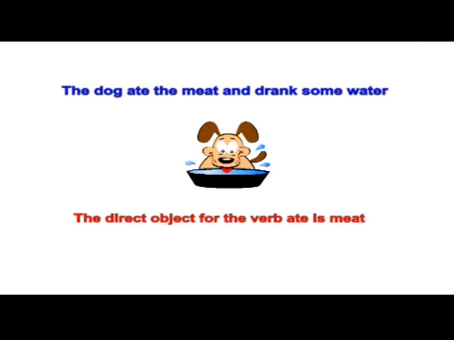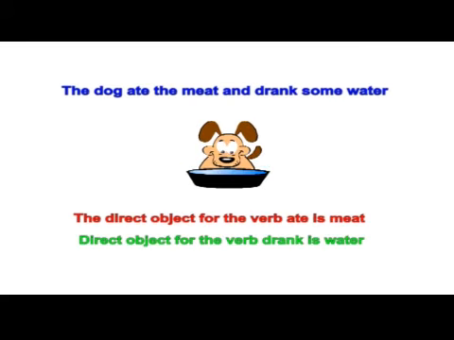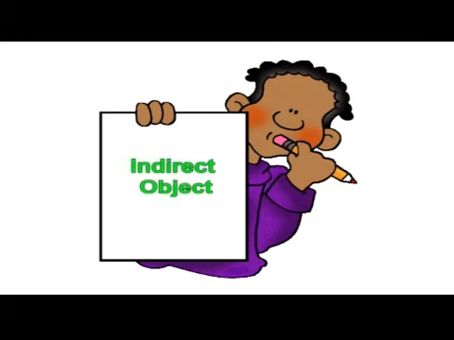A sentence with a compound verb may have two different direct objects in it. Example, the dog ate the meat and drank some water. The direct object for the verb ate is meat and the direct object for the verb drank is water. Just remember this simple formula. Indirect object.